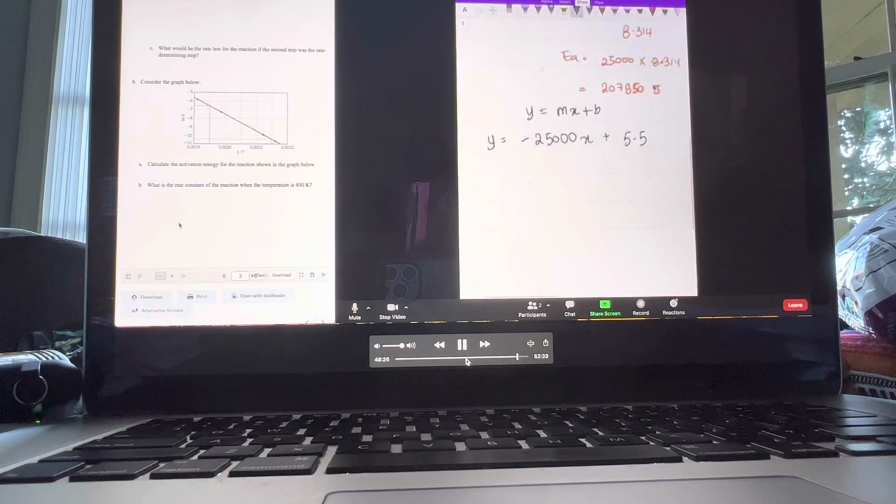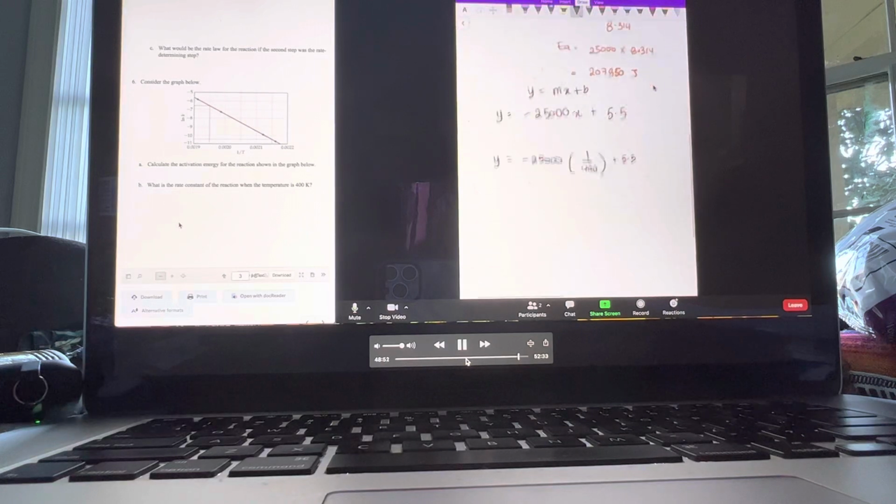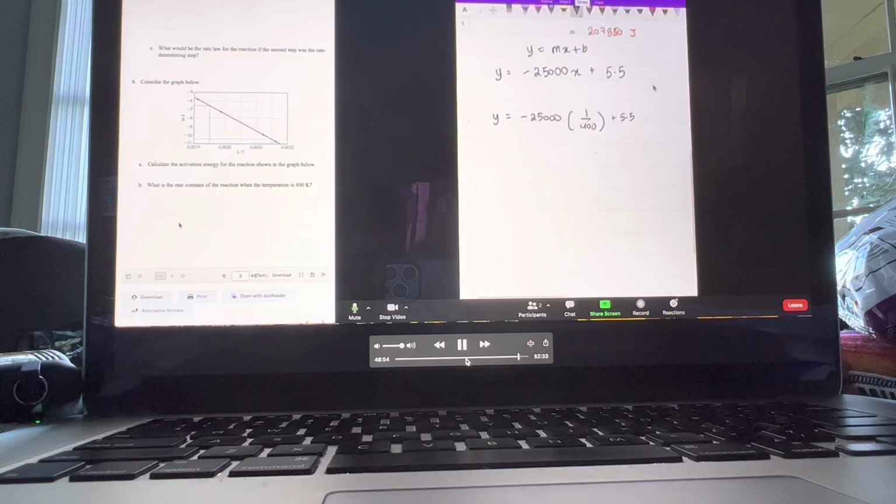Now she's asking about the k value if the temperature is 400 Kelvin. So you're going to do 25,000 times 1 over 400, because remember, x is equal to 1 over T, plus 5.5. And that will give you the value for y. y is equal to ln of k. So when you find the y value, then you can find k.